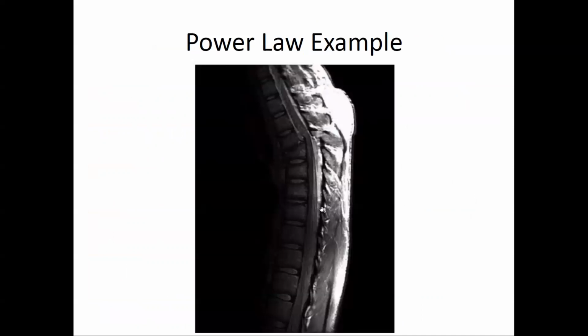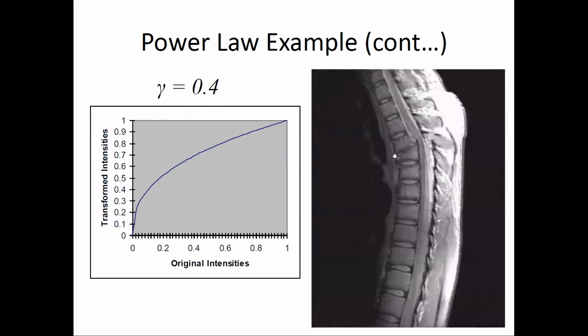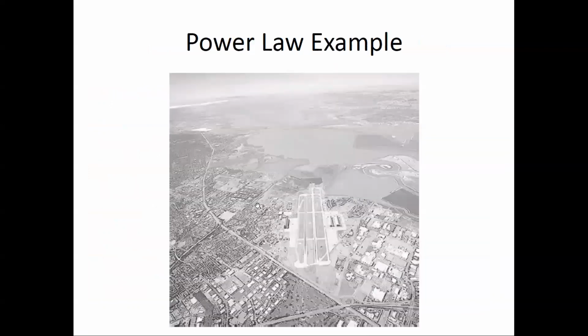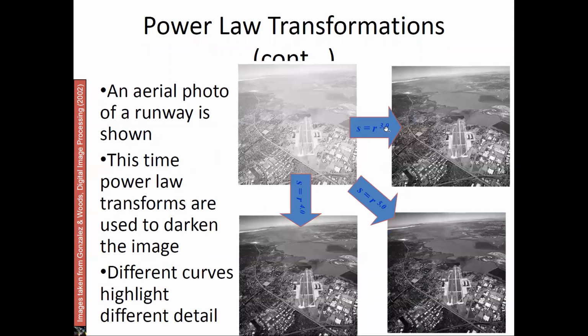To see this, this is a spinal cord, and here there is some breakage. If you take gamma equal to 0.6, you can see some amount of breakage. As you zoom in, this becomes bigger and clearer, and the crack is more visible when you use gamma of 0.4, 0.6, or 0.3, compared to the original MRI, magnetic resonance image, of this fractured human spine. The same applies for haze-based work where visibility is low. You can apply gamma equal to 5, 3, or 4, and you can improve the quality of the image.